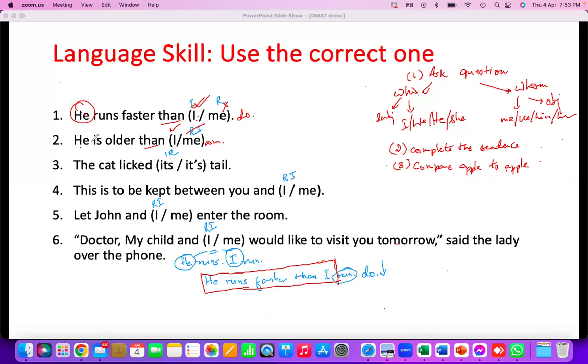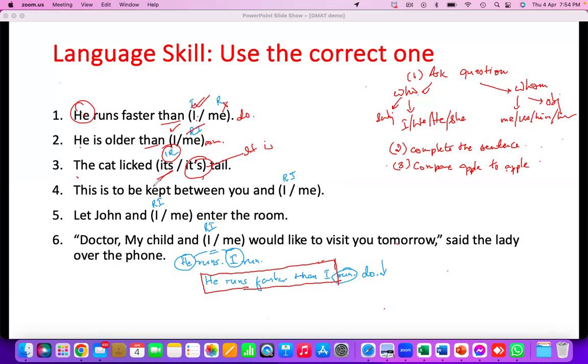Isn't it? Similarly, in this case, who is older? He is older. Right? Now, third one, it's means it is. This is short form of it is. And here the intended meaning of the sentence is the cat licked the tail which belongs to it. So this is correct. Both of you got it correct. Fine.